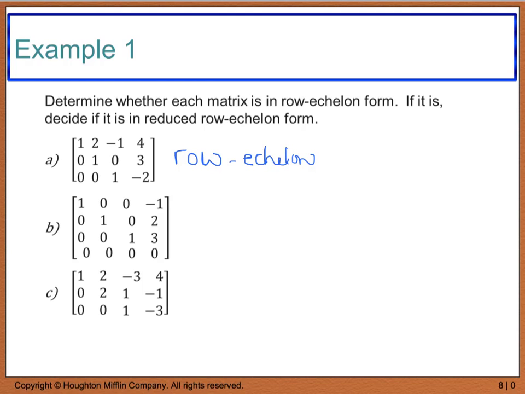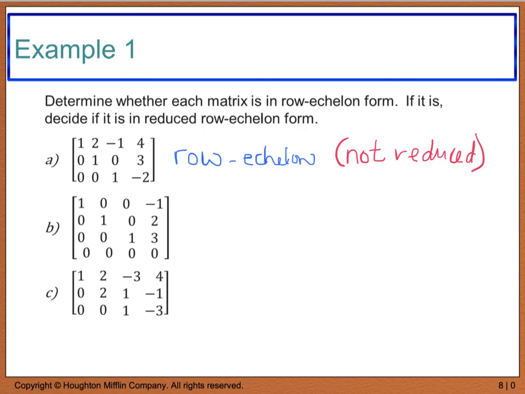Now, for it to be in reduced row echelon form, I have to go back and see for every leading 1, do I have a 0 above and below my leading 1s? And in this case, because of this 2 and this negative 1 above this one, I would say this is not in reduced row echelon form. So I'll say not reduced.